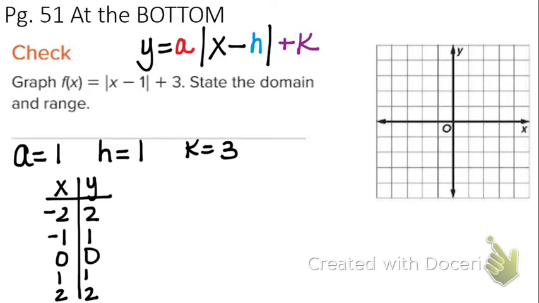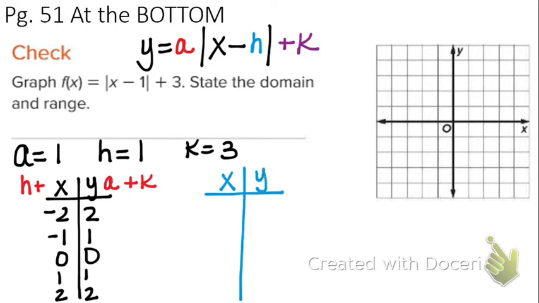But when you apply your transformations, you always add the h to x and multiply y times a and add k. So we're going to create a second table. The table that I create in blue, that's the table that we're actually going to graph.